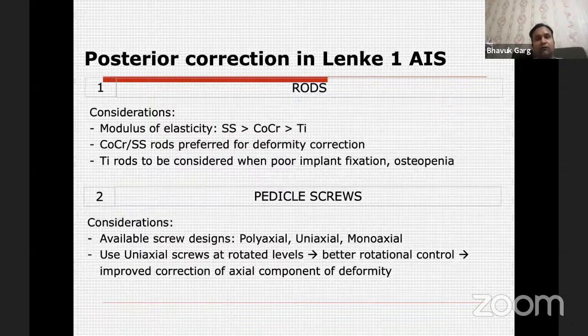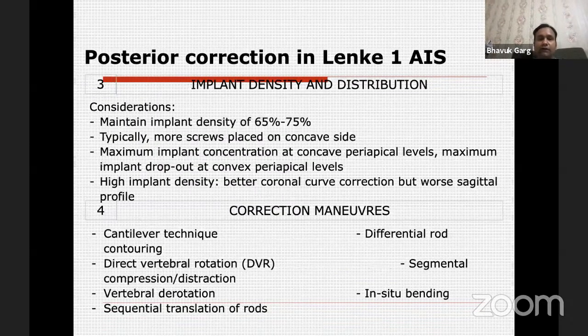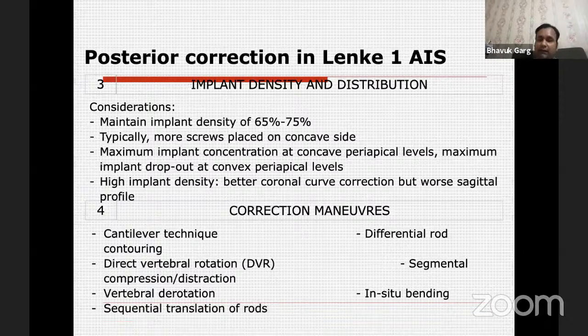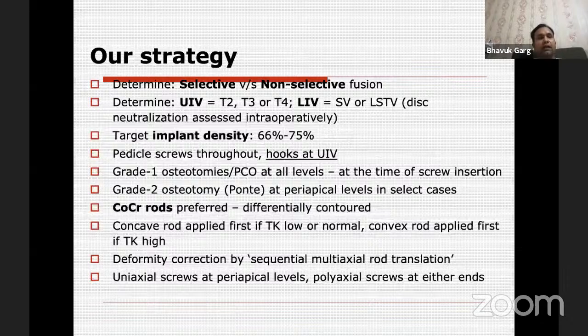Rods, I prefer the cobalt chrome rods, and titanium if there is poor implant fixation or osteopenia. I always use uniaxial screws in most of my constructs. However, at the top in the neutral vertebra, I use polyaxial screws. I always try to keep an implant density of around 75%, between 1.4 to 1.8. I use all sorts of maneuvers which are there. My main mode of correction is the sequential multi-axial translation by the KTM system in AIS. However, I use everything, including the in situ benders and direct vertebral derotation.